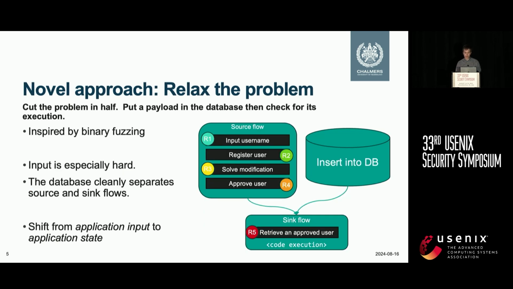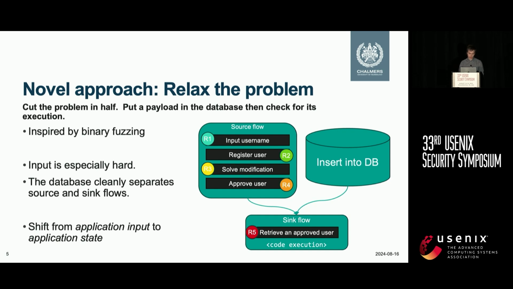The novel approach we take in this work is that we substantially relax the problem. Specifically, we're basically cutting it in half. Instead of tracing all the way from input to output, so input being HTML or HTTP input to HTML context, we're going to start in the database. So we'll put a payload directly in the database and check for its execution, which we were inspired by binary fuzzing.